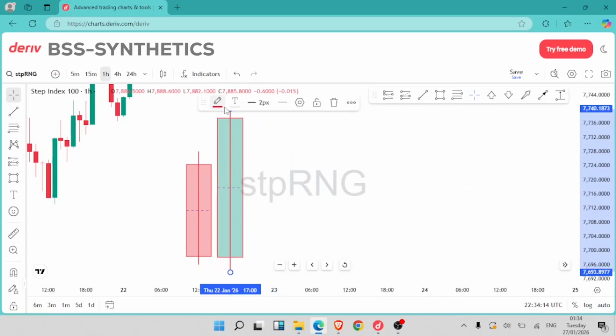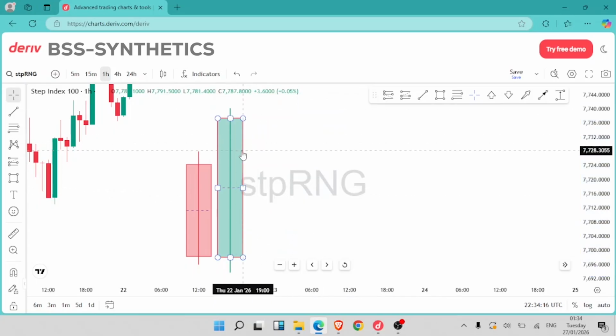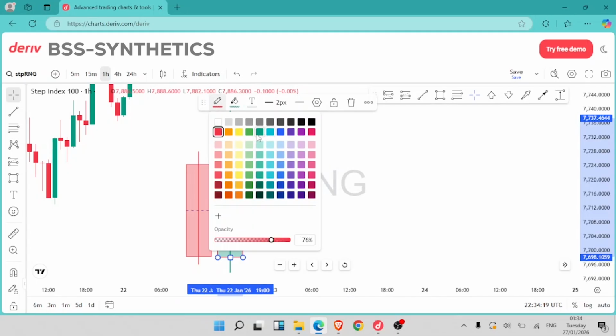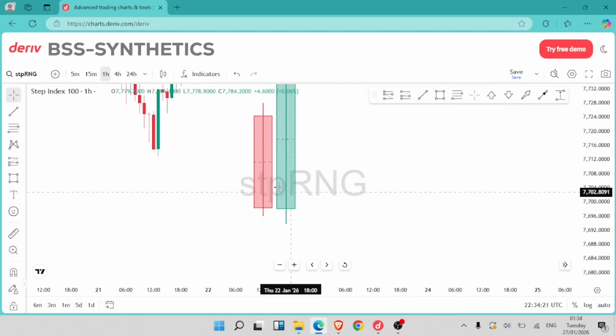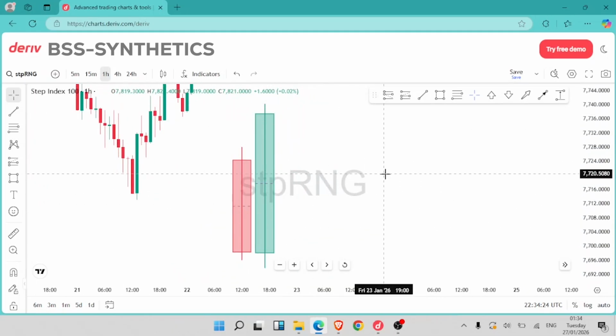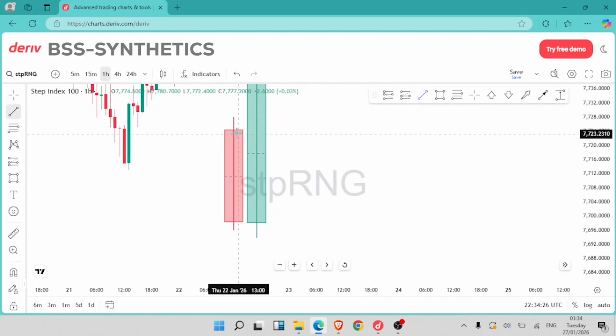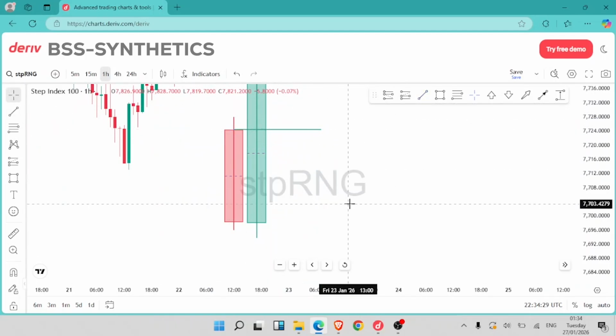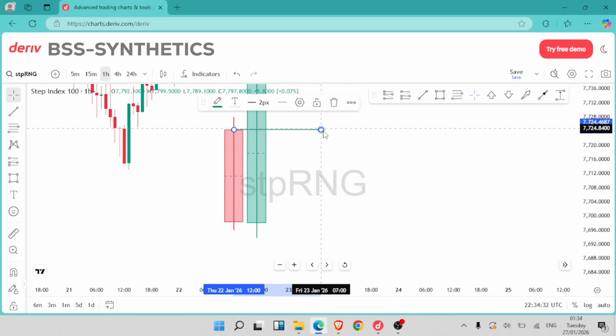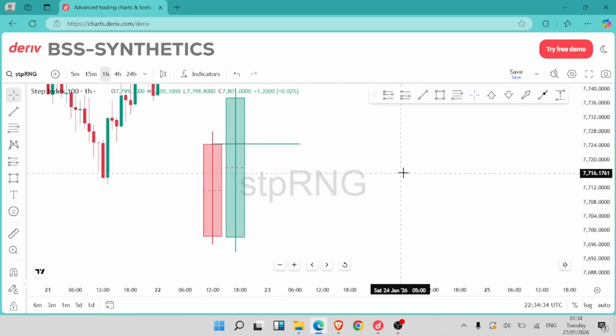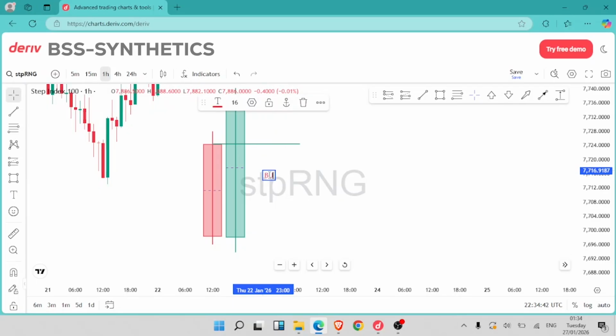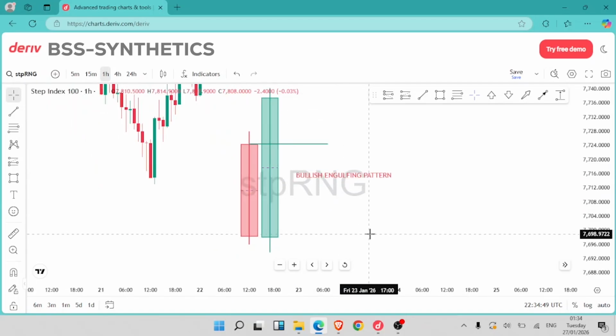Let me change this color as well. Yeah, something like that. So we have a bearish candle and then a bullish candle. This bullish candle closes above the opening price of that previous bearish candle, and for now this becomes a bullish engulfing pattern. I can just write that down so that we can get it. Where's the text tool? Bullish engulfing pattern, like that, right?